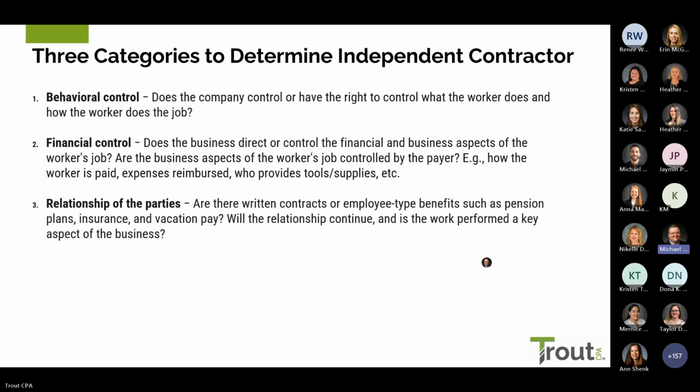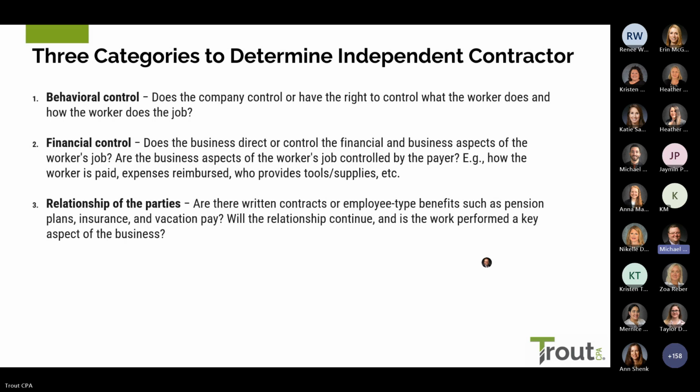The third category is the relationship of the parties. Are there written contracts or employee-type benefits such as a pension plan, insurance, or vacation pay provided to the worker? Also, will the relationship continue after the work is done, and is the work performed a key aspect of the business?